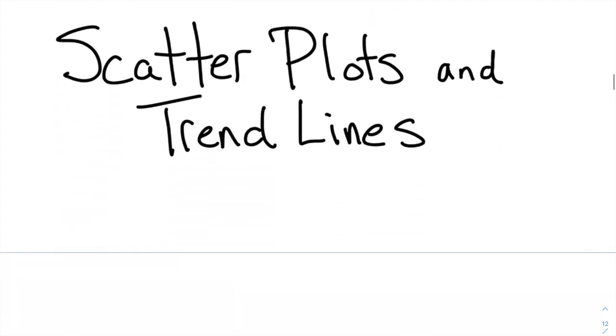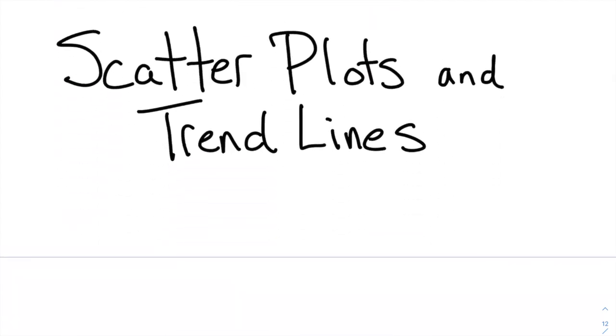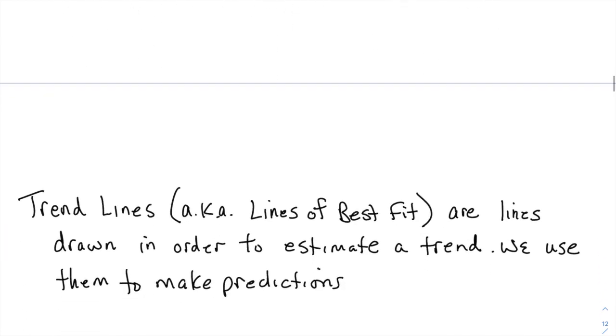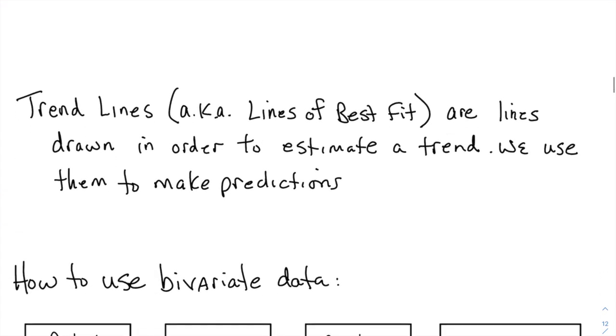Now, today's short video is on scatter plots and trend lines, and if you watched the first video I had on scatter plots, you almost don't need to watch this one. They're very, very similar. A trend line is simply a line that we're going to draw through the data points in a scatter plot in order to estimate the trend. And we use them to try to make predictions.